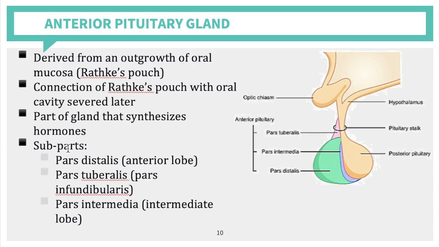There will be subparts. Pars distalis, where is the pars distalis here? This portion here, this color green. It is the largest portion of our anterior pituitary gland, the pars distalis. Then you have your pars tuberalis. This is now your pars tuberalis or your pars infundibularis. And then you have your pars intermedia. This portion here will be your pars intermedia or your intermediate lobe.